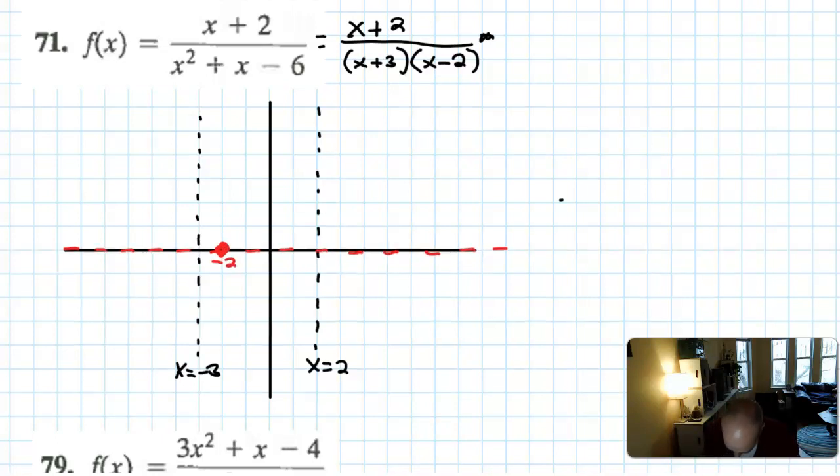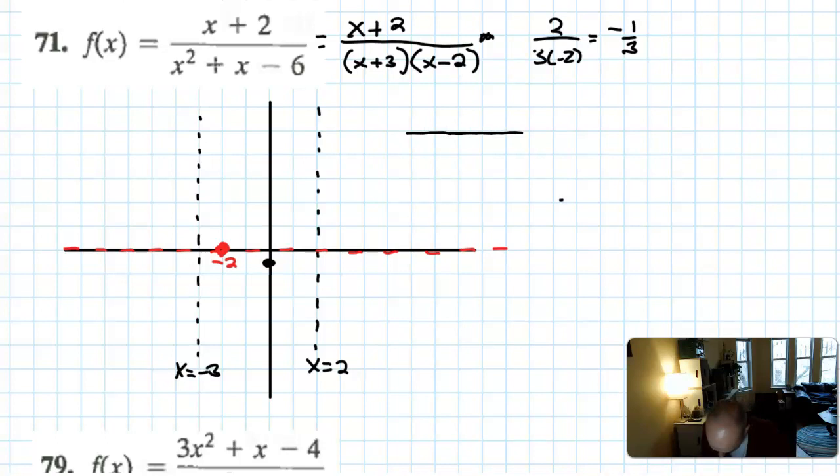And I'm going to remember my mistake from the last problem where I didn't find the y-intercept. So we're going to plug in 0. And we get 2 over 3 times -2. So that's -1/3. So our y-intercept is -1/3. And we can use that in our sign chart also. So it never hurts to get those.